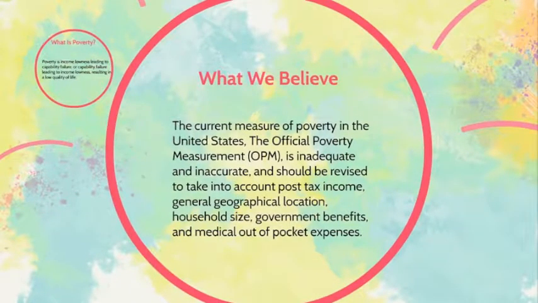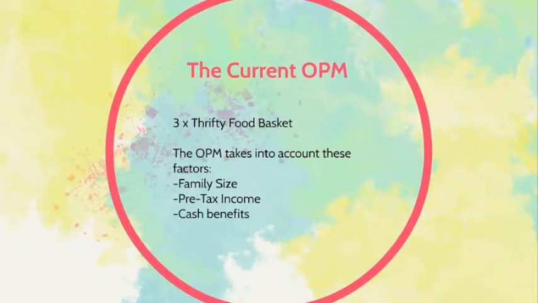How is poverty measured in the United States now? The current measure of poverty in the United States is called the Official Poverty Measurement, or the OPM. It is inadequate and inaccurate and should be revised to take into account post-tax income, general geographic location, household size, government benefits, and medical out-of-pocket expenses. The current OPM only takes into account family size, pre-tax income, and cash benefits.